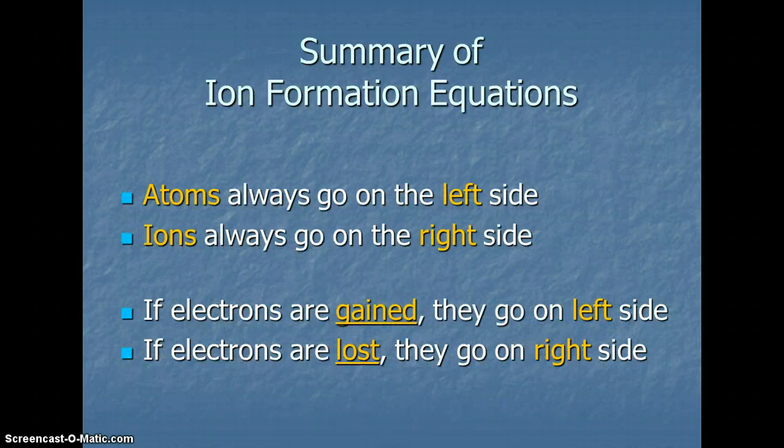So, a little summary here on ion formation equations. Atoms always go on the left side, and ions always go on the right side. If electrons are gained, they go on the left side. If electrons are lost, they go on the right side.